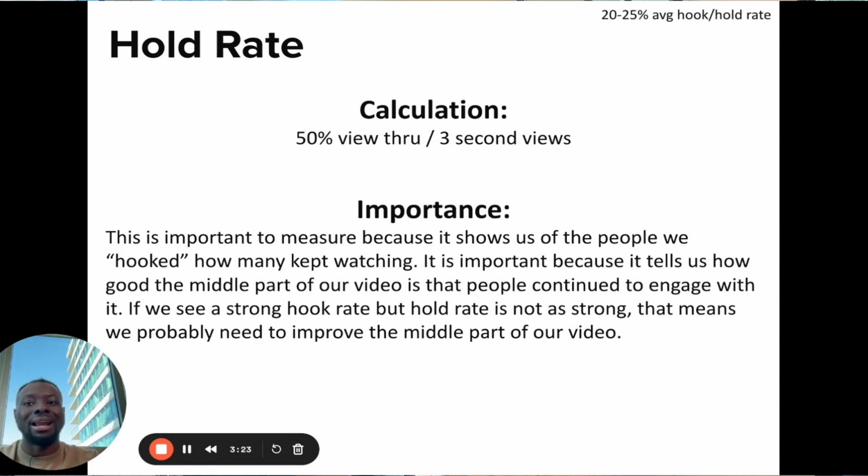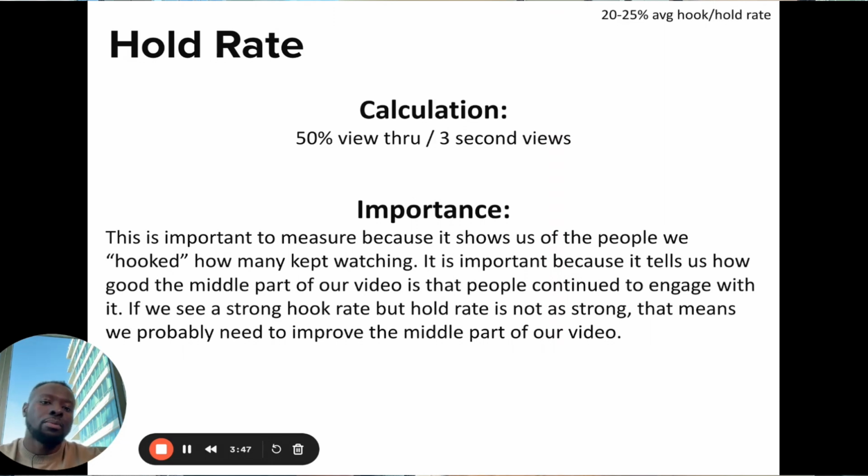So the next metric we're going to talk about is the hold rate. Again, self-explanatory, right? This shows us, of the people we've hooked, how many kept watching our video, right? So it's one thing to hook your target audience, but how do you get them to continue to watch? And this is how you track that, right?